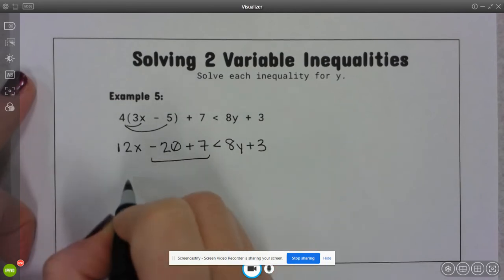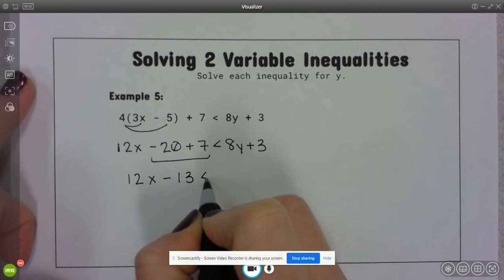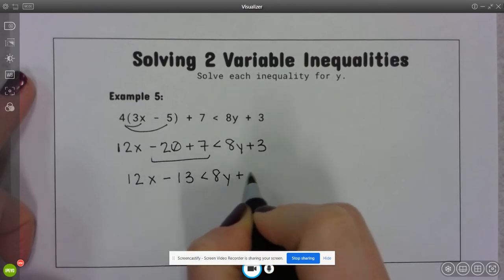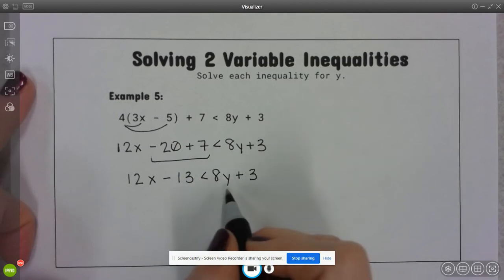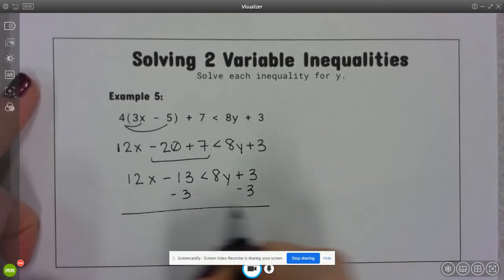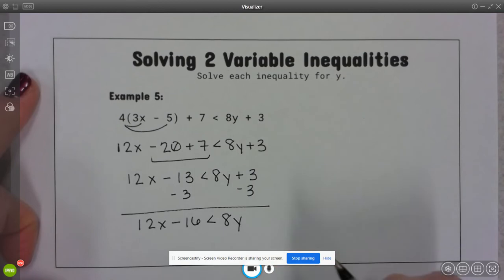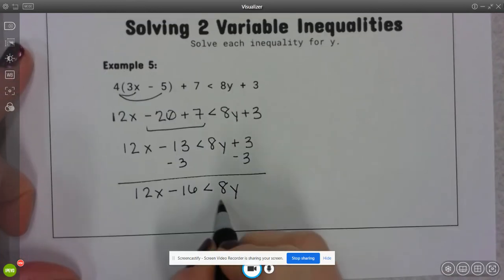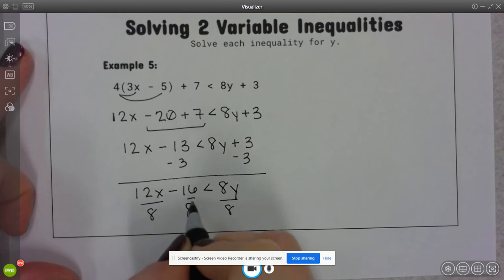Combining these two like terms. Now I already have 8y over here on the right, so I'm just going to leave y where it is. And then my last step, I'm dividing by 8. Everybody gets divided by 8.